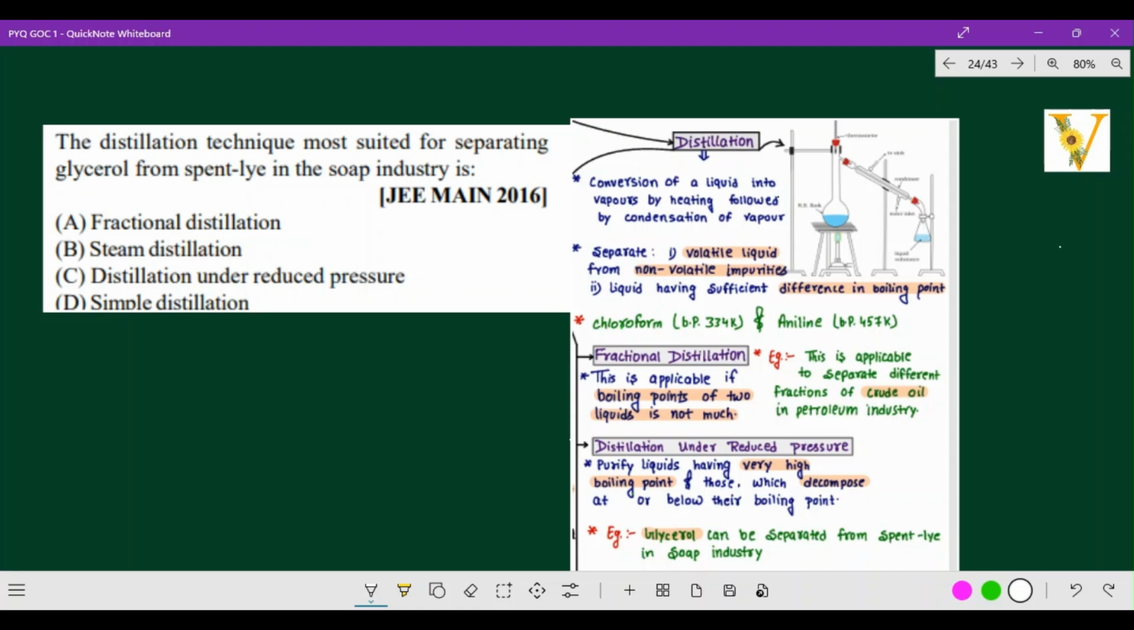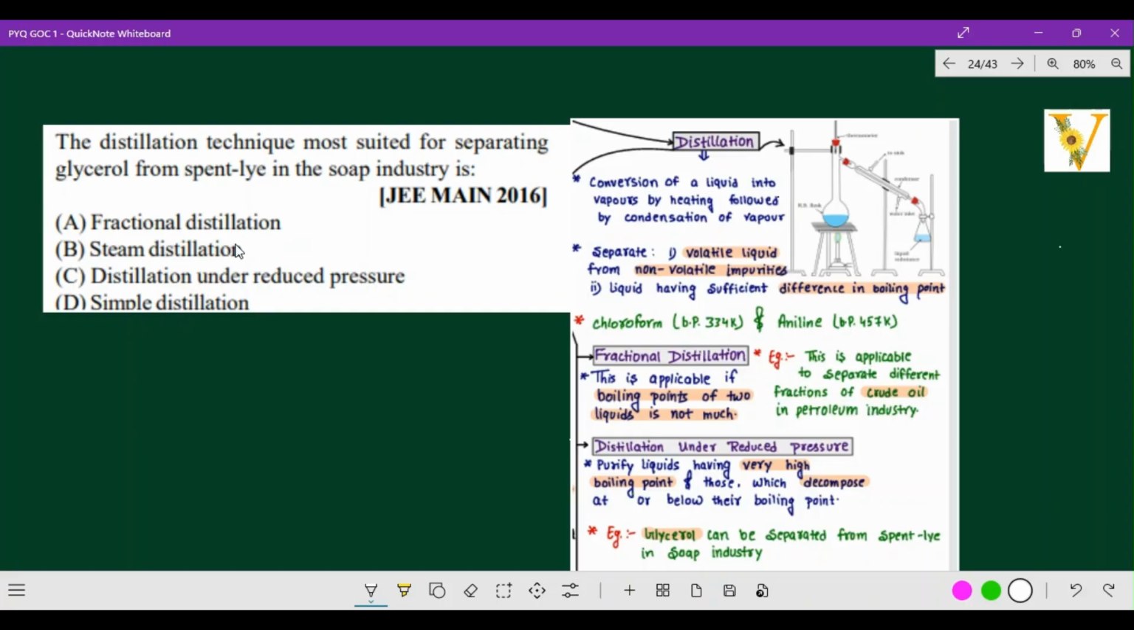Hello, students. Today we are going to see some more interesting and important questions. Among the distillation techniques, the one most suited for separating glycerol from spent lye in the soap industry is: fractional distillation, steam distillation, distillation under reduced pressure, or simple distillation.